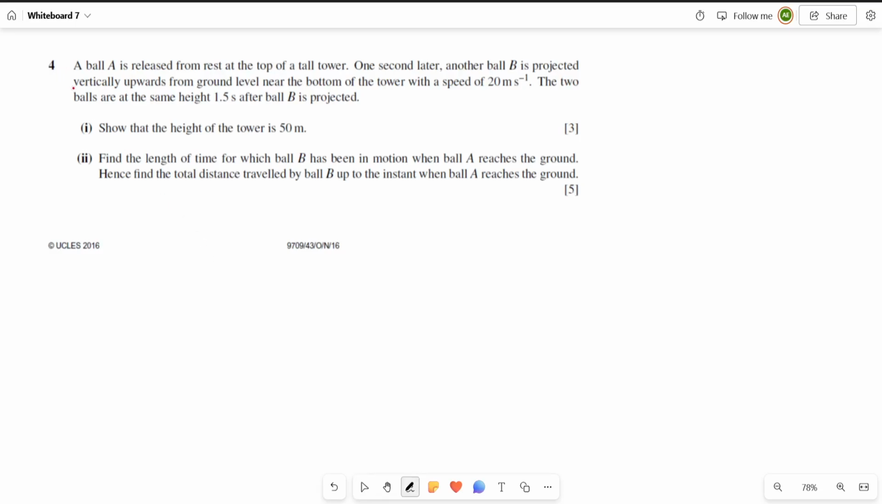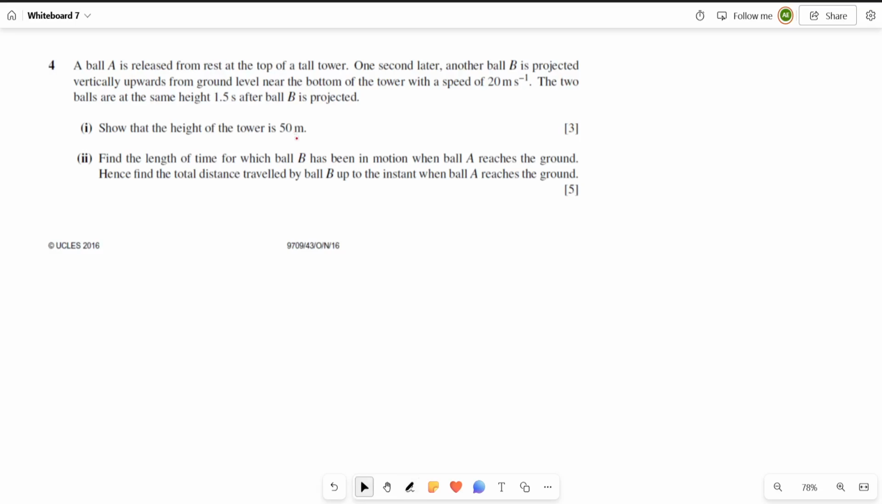It says that a ball A is released from rest at the top of a tower. 1 second later, another ball B is projected vertically upwards from ground level near the bottom of the tower with a speed of 20 meters per second. The two balls are at the same height 1.5 seconds after ball B is projected. Show that the height of the tower is 50 meters.